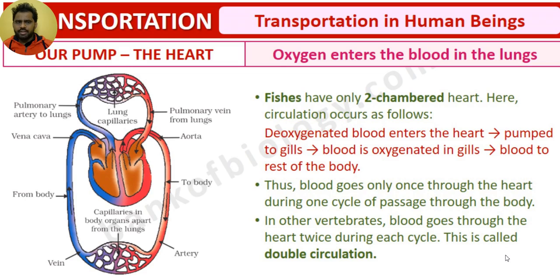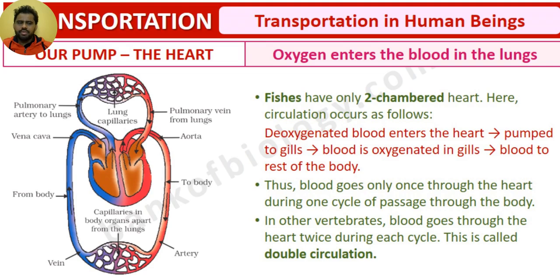Now let's move ahead and understand the case of fish. Fish have only a two-chambered heart. Here circulation occurs as follows. How does the circulation happen in a fish? Deoxygenated blood enters the heart of the fish. It is pumped to the gills. Blood is oxygenated in the gills and is pumped to the rest of the body. Thus, blood goes only once through the heart during one cycle of passage through the body.